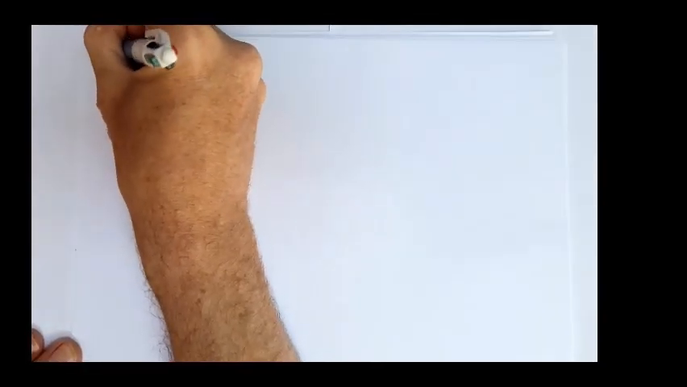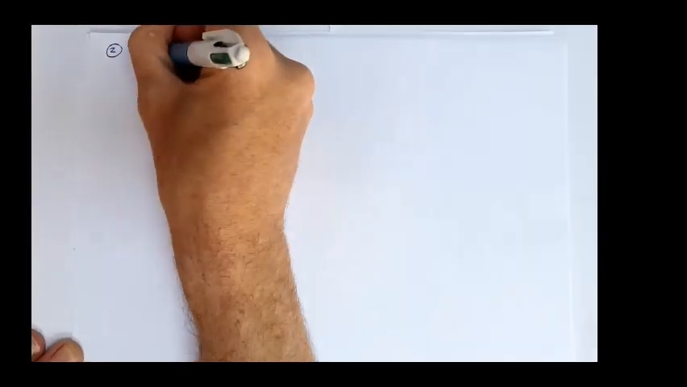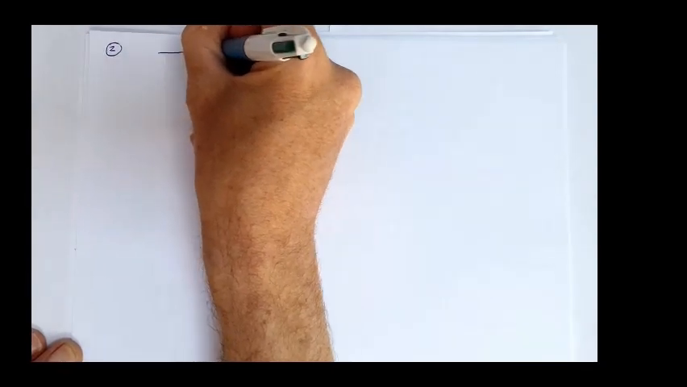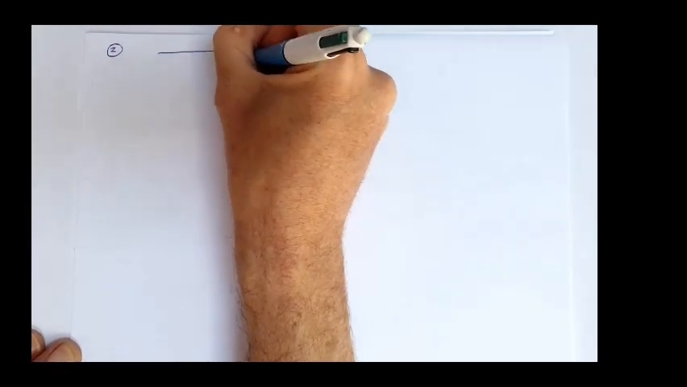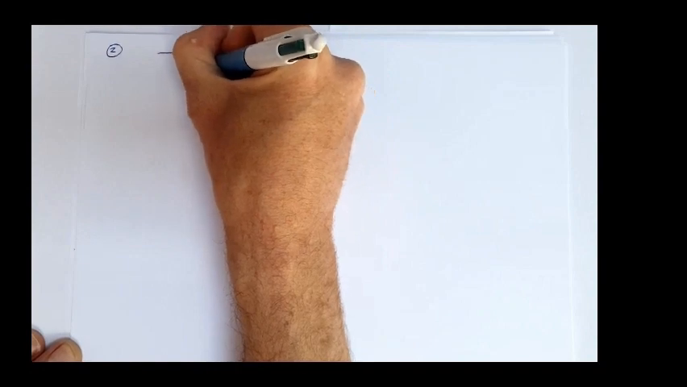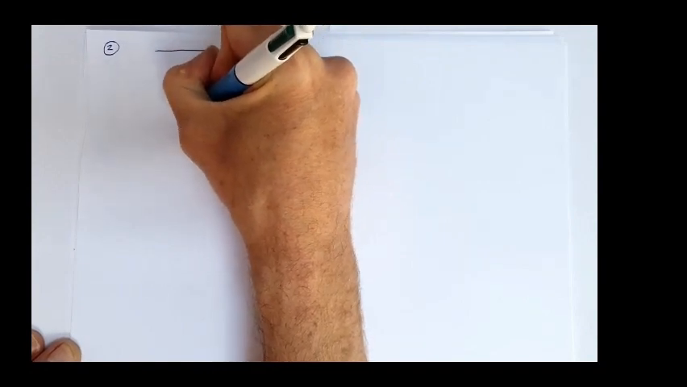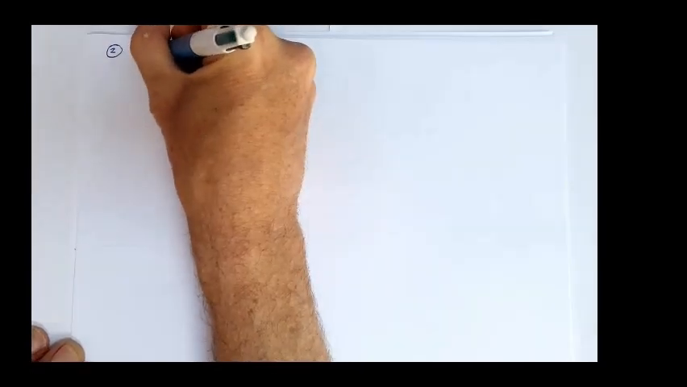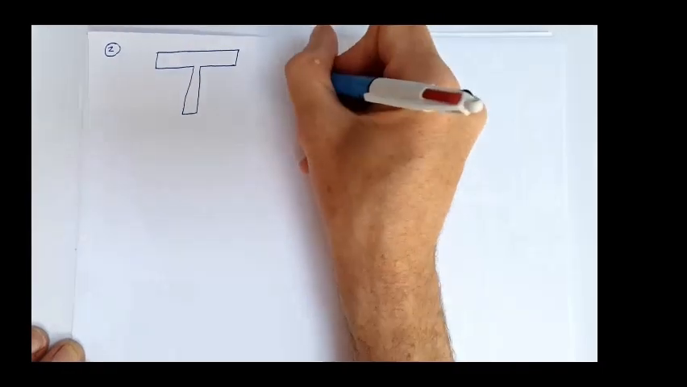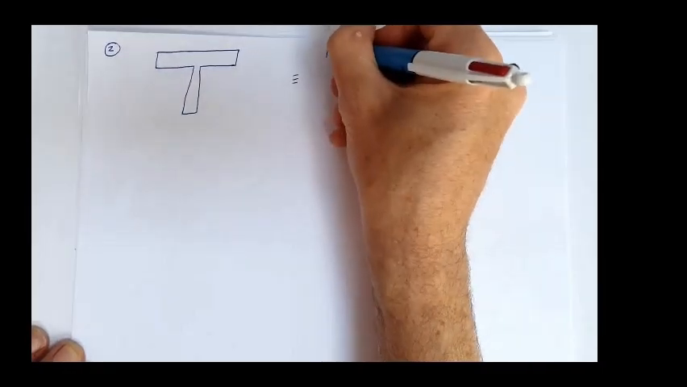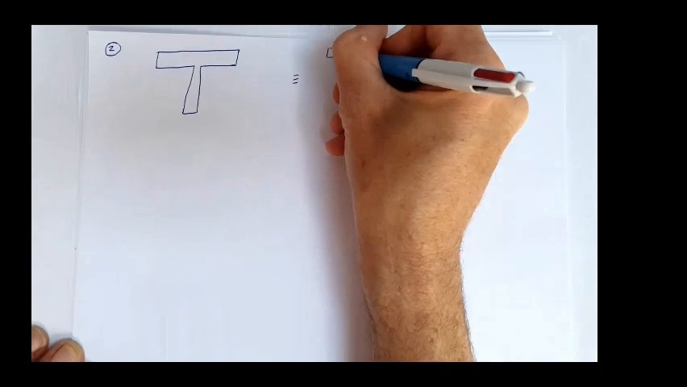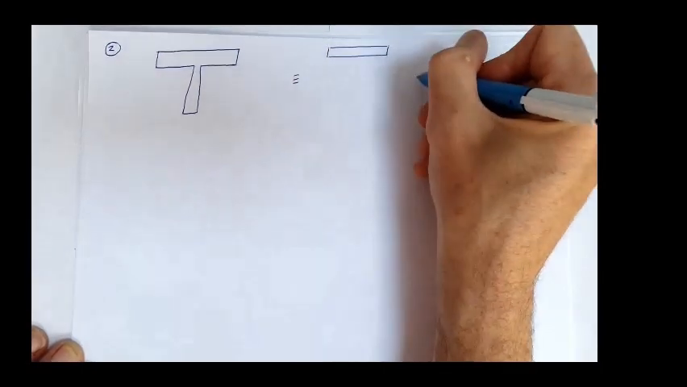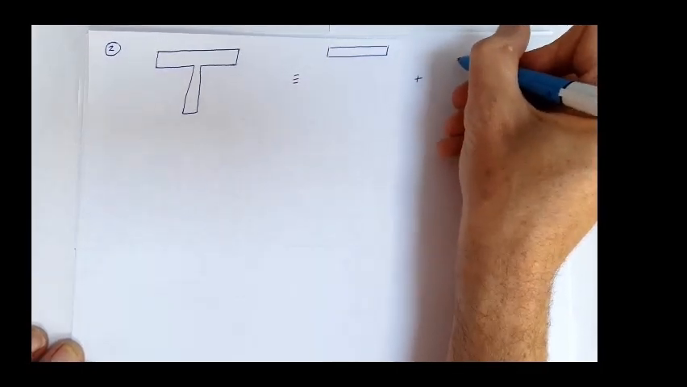Question 2. Okay, so the only slight complication with this question is that we are not told where the neutral axis is. So the first thing we're going to have to do is take moments of area around our shape to calculate where the neutral axis is. So let's consider my shape, and that's equivalent to this top section plus bottom section.